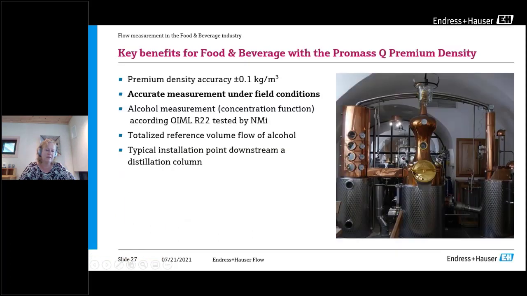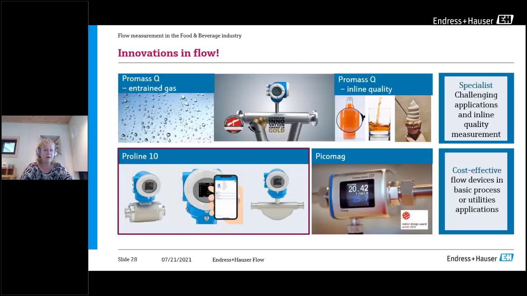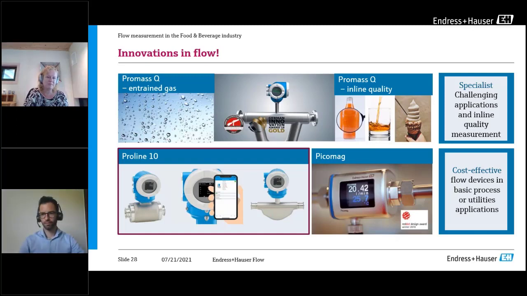This kind of accuracy is very often needed, for example, when you're looking at alcohol concentrations after a downstream or distillation column, as an example. This is an application where this can bring a lot of value. And at that point, I would like to mention also that the alcohol measurement tables that are in the transmitter are tested also according to the OIML R22 by the NMI. And by that, I'd like to bring in Ronen, so that he can talk a little bit about some news in the magmeter offering that we have.